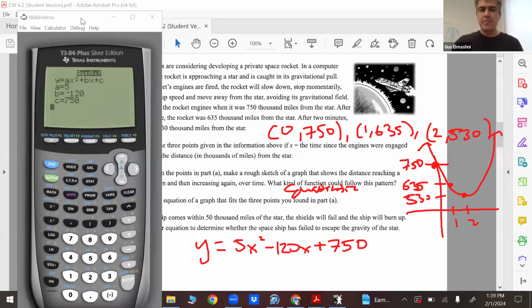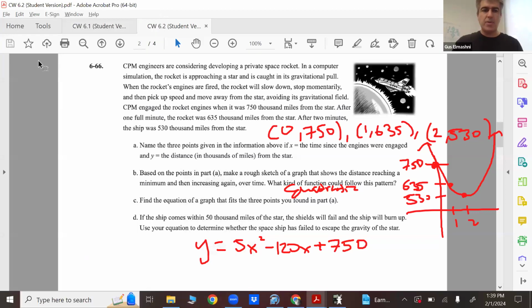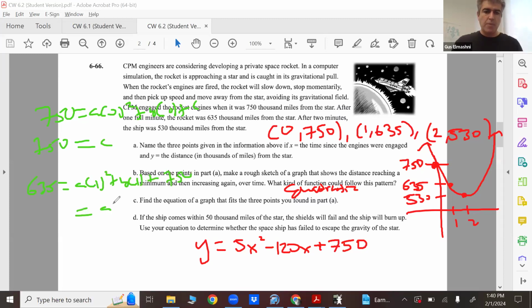You could also, if you so desire, plug into ax squared plus bx plus c. As another option, you could have done 750 equals a times 0 squared. You don't have to write this down, guys, but you could have done this. So you know c is 750 right off the bat. And then 635 equals a plus b plus c, but now you know c is 750, so a plus b plus 750 equals 635.